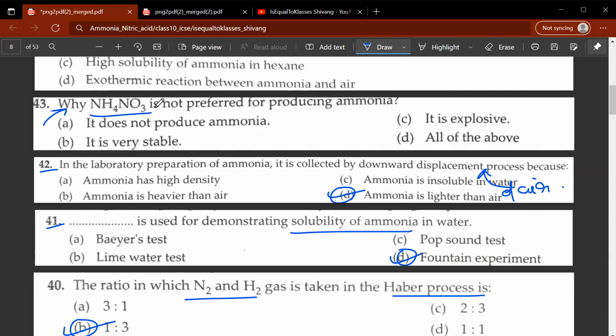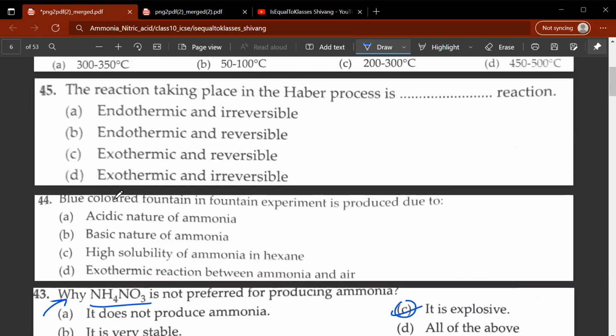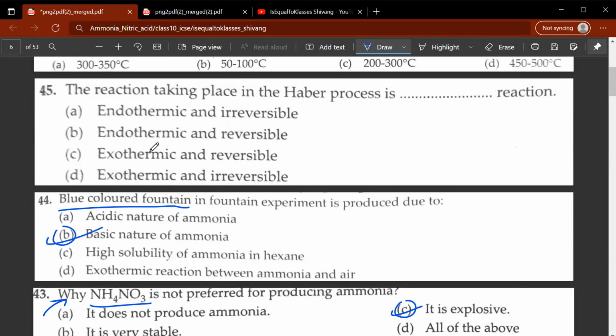43rd question, why is NH4NO3, or ammonium nitrate, not preferred for producing ammonia? That is because C, it is explosive. 44th question, the blue color fountain in the fountain experiment is produced due to? So it is produced due to the basic nature of ammonia. 45th question, the reaction taking place in the Haber's process is dash reaction. So it is exothermic and reversible.